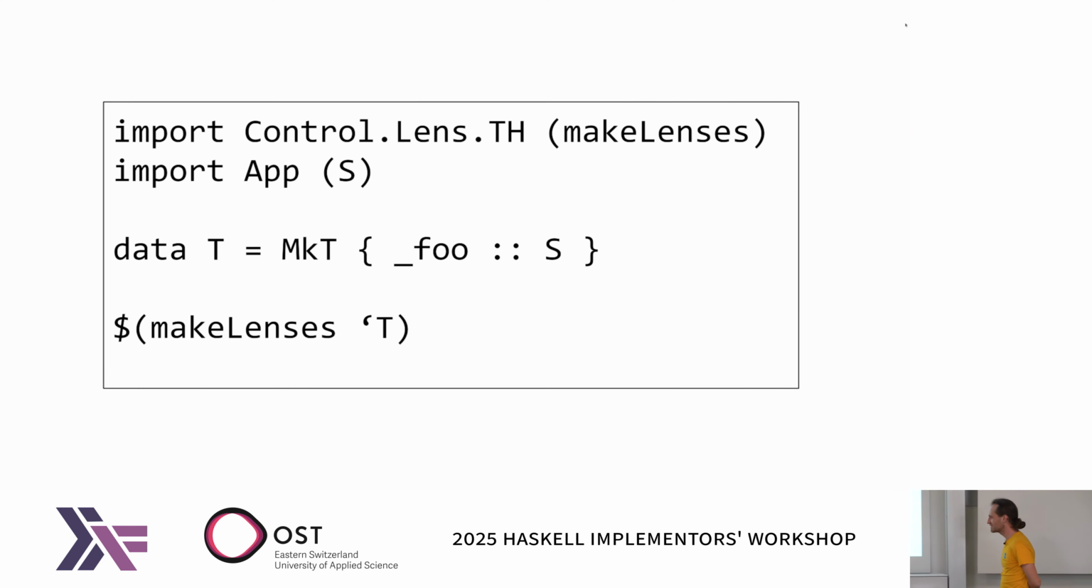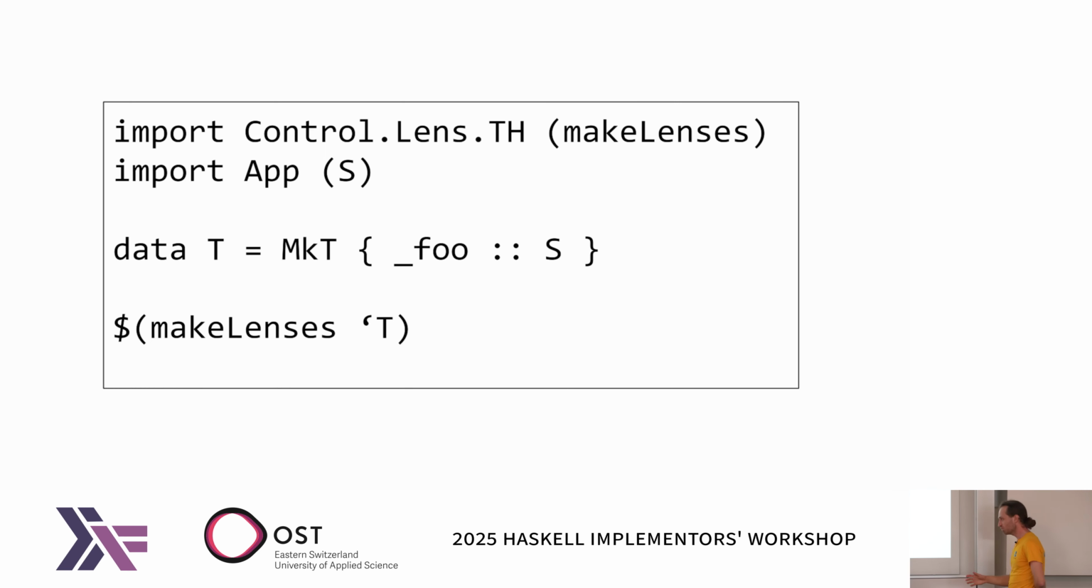What problem are we attempting to solve? So we've actually heard quite a lot about Template Haskell already in this ecosystem workshop, and this is a very common example of how you might use Template Haskell in your programs. In this example, we have a data type T, and we want to derive lenses for the data type T. Well, how would you do that?